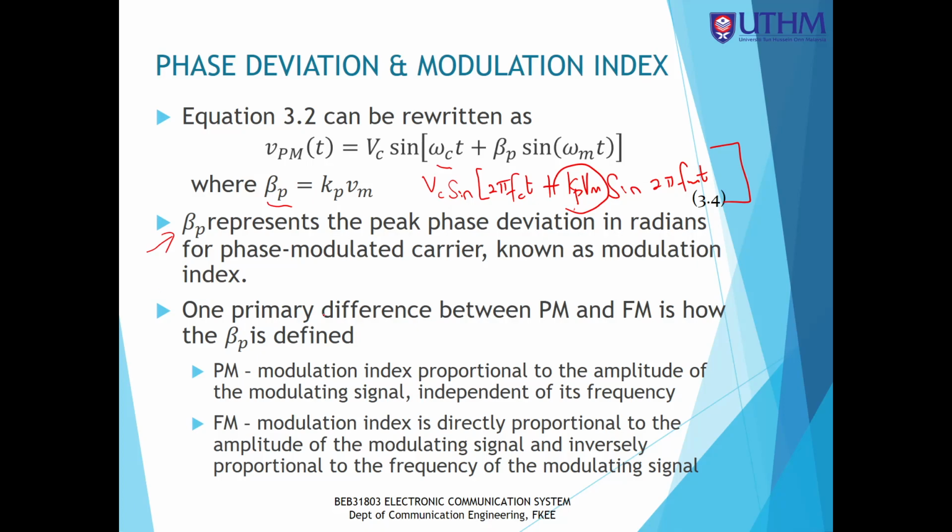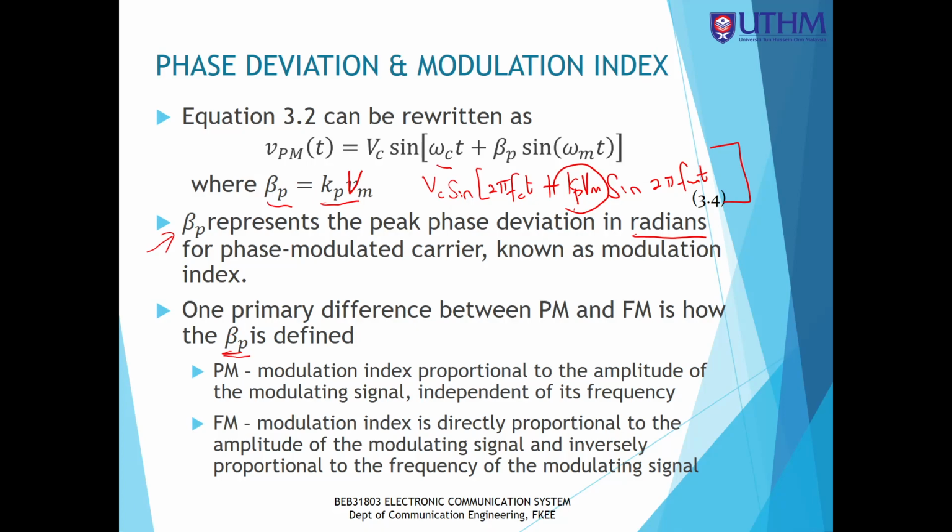One of the primary differences between PM and FM is how beta P is defined. Remember, beta P has the unit radians. Sorry, this is supposed to be capital Vm, the peak amplitude of the input message. Beta P is Kp times Vm, peak amplitude. So what's the difference? We're going to see later about beta F for the FM.